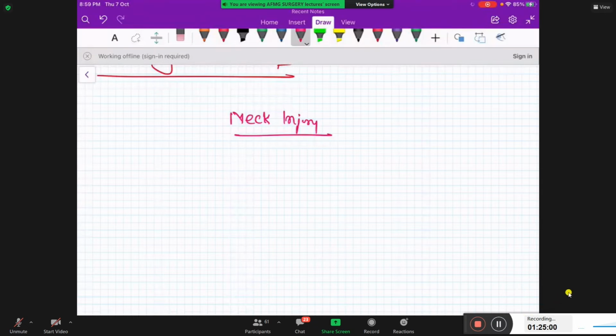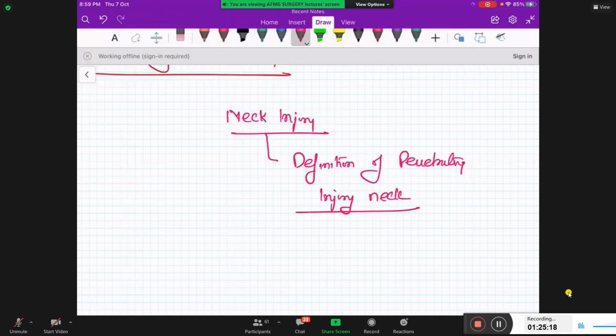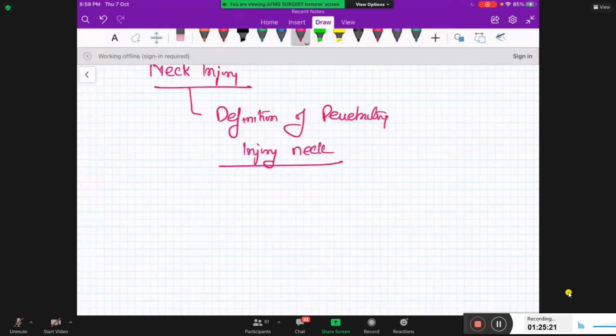Neck injury. In neck injury, we need to know the definition of penetrating injury neck. When do you call injury to neck a penetrating injury? Can anybody tell me? Breach of platysma. Now let's see who answered this question right.